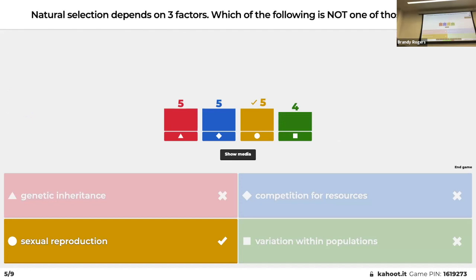So the correct answer to the question, which one did not belong, is sexual reproduction. Why? Well, it's not on the list, right? There's the slide that has genes, competition, and variation, and those are the three factors, sort of simplified down to single terms. Why isn't sexual reproduction one of those factors that you must have in place? So you must have inheritable traits, right? You must have competition. More offspring are produced than can survive. And you must have variation in order for any one of those to have an advantage. So why doesn't this matter?